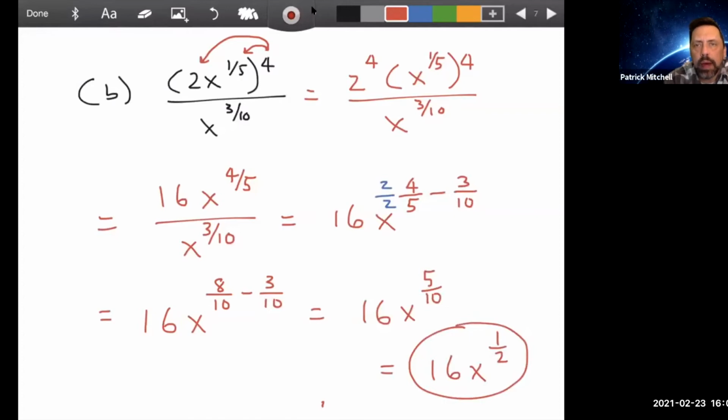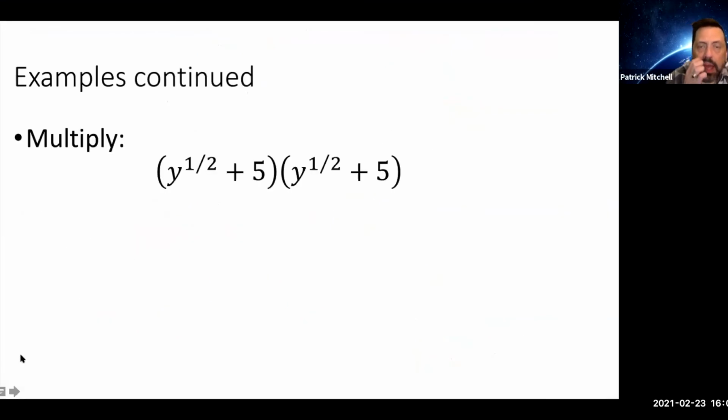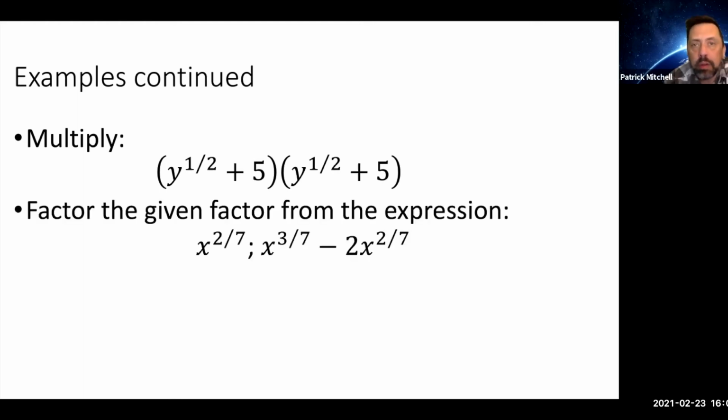Let's see what else we got. So a little multiplication problem, y to the 1/2 plus 5 times y to the 1/2 plus 5. And after that, we're going to do this little factoring problem.